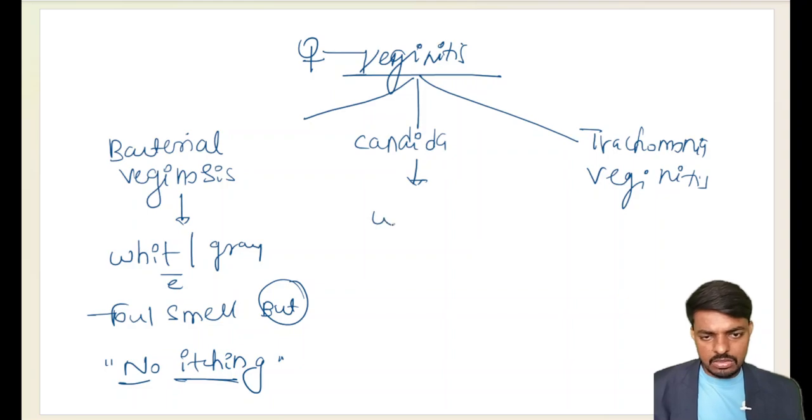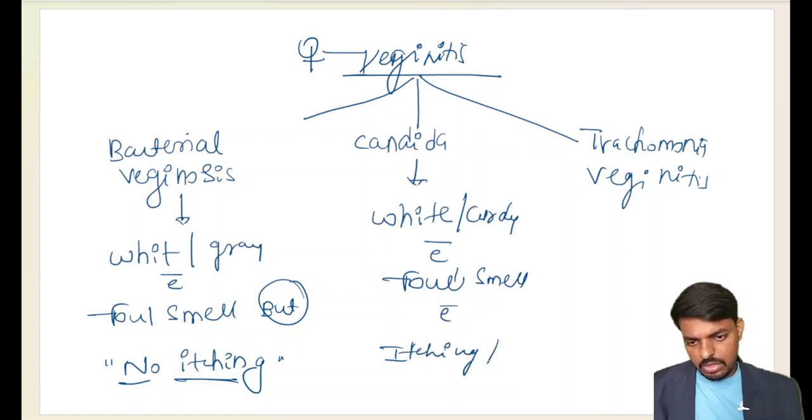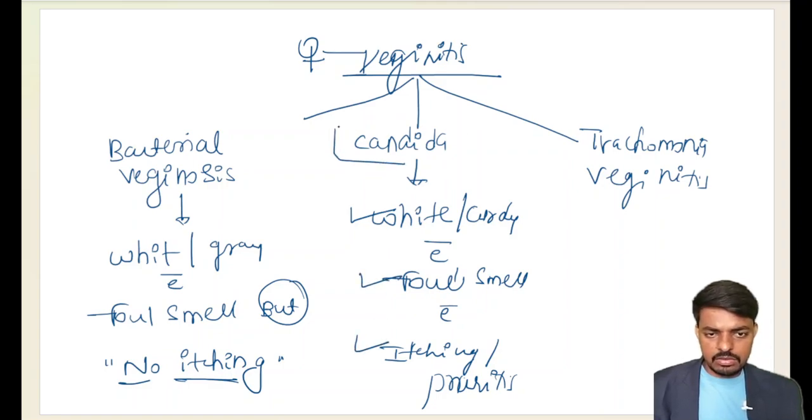In Candida there is a white color discharge, like curdy, meaning the discharge looks like curd, and with foul smell, very important to differentiate, with intense itching or pruritus. If all these three, white color discharge, foul smell, and itching, are there, the answer goes to Candida fungal infection, Candida vaginosis or candidiasis.